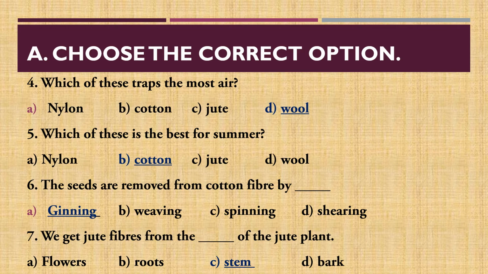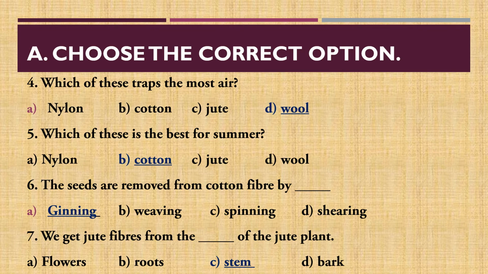Question 6. The seeds are removed from cotton fiber by A. Ginning, B. Weaving, C. Spinning, D. Shearing. The process of separating cotton fibers from seeds is called ginning. Answer option A, ginning.